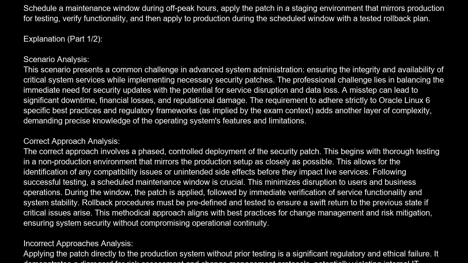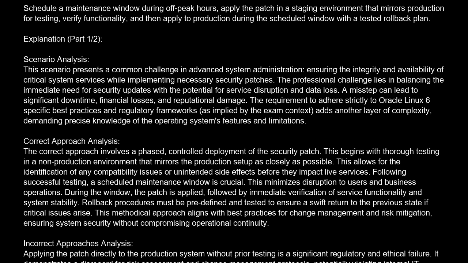Explanation. Scenario analysis. This scenario presents a common challenge in advanced system administration, ensuring the integrity and availability of critical system services while implementing necessary security patches. The professional challenge lies in balancing the immediate need for security updates with the potential for service disruption and data loss. A misstep can lead to significant downtime, financial losses, and reputational damage.